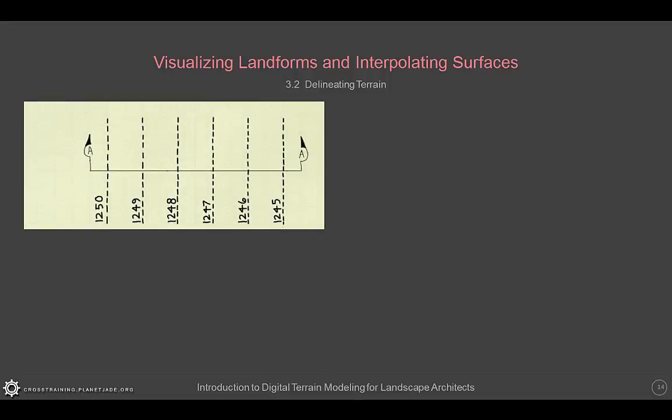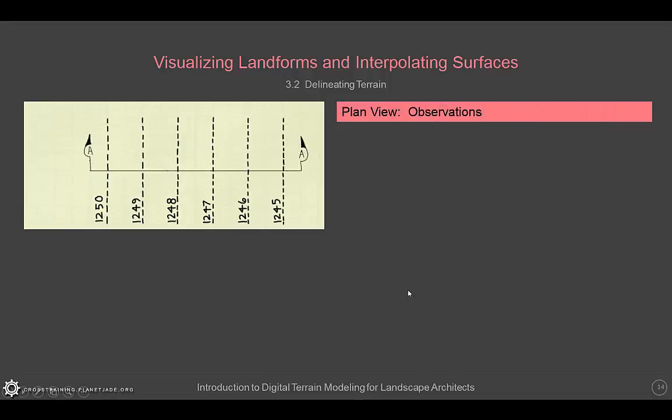So let's take a look at this example here, drawn on engineering paper, so you can replicate this on engineering paper if you would like to. We notice that we have some contours here. This is in plan view. So let's observe what we see here. The first thing you need to know is that we're looking at this in plan view. There is a section line running across here, but for now we're going to ignore that section line.